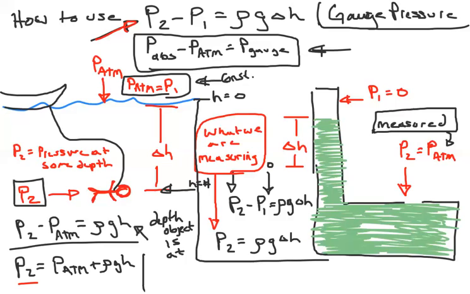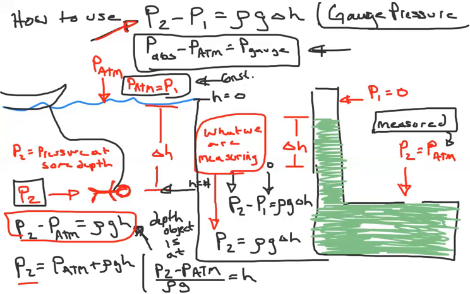So what you would do is, if you knew the pressure at a certain depth and wanted to know, okay, this is the pressure, what depth are you at? Then you would solve this equation right here for H. So that would be P2 minus PATM over rho times g, and that's equal to H, the depth that you're at.